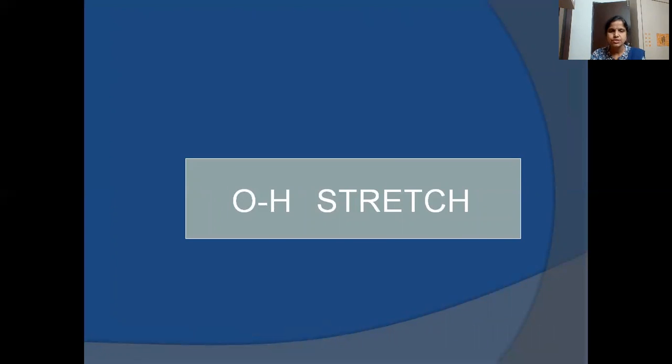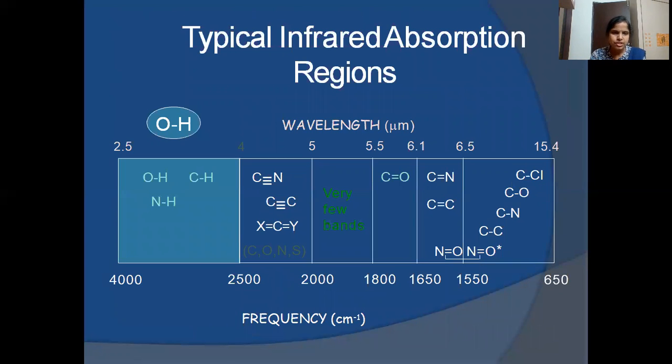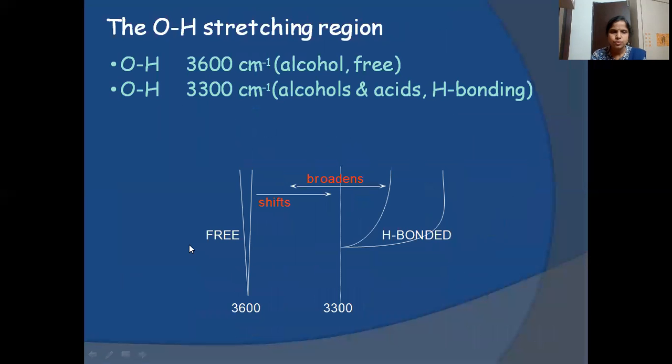Now let us see OH stretching. So OH stretching, where do we find it? In this region. OH stretching region is 3600 centimeter inverse for alcohol which is free. So the alcohol functional group has OH, and whether that alcohol group is present or not, we can identify by this absorption band. Around 3600, if we find a sharp band, it is due to the OH group, and that too a free OH group without any hydrogen bonding.